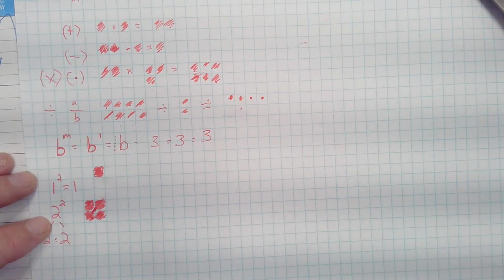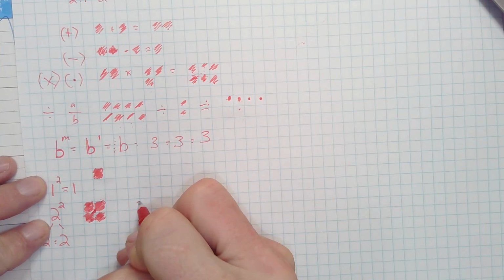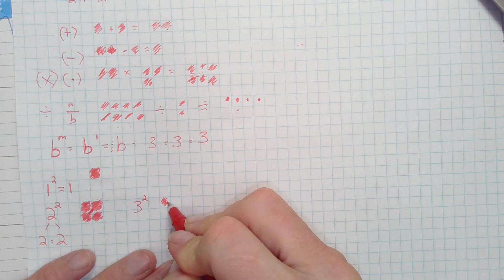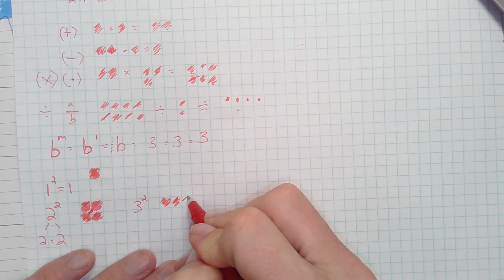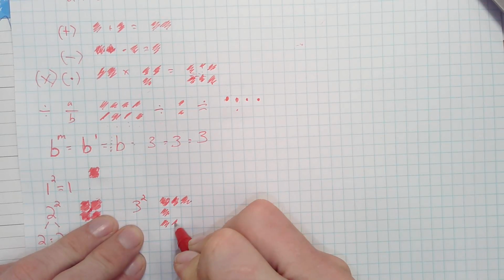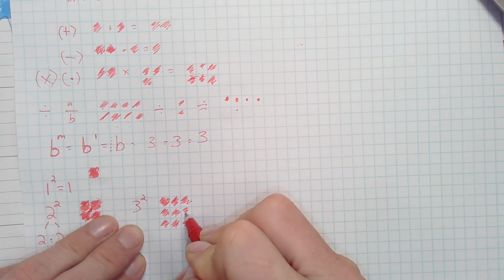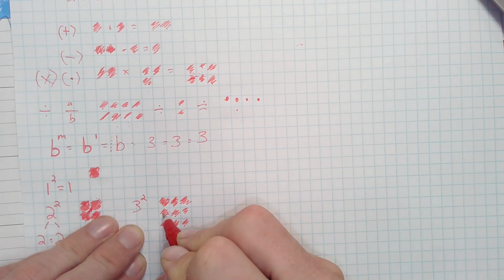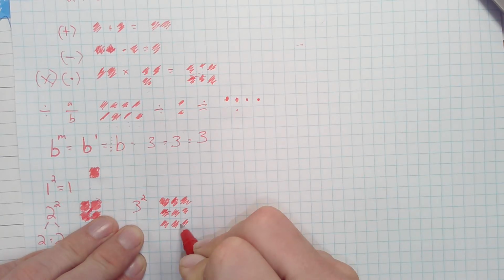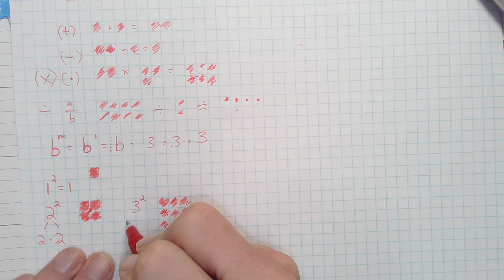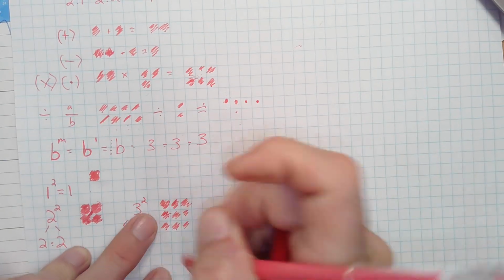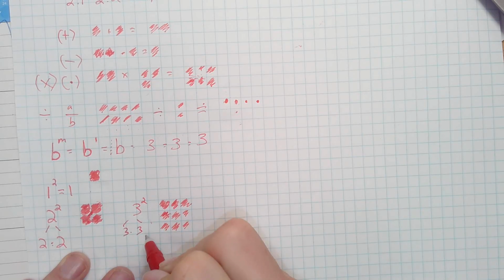All right, next, let's see if I had a 3 squared. Well, I'm going to go 3 one way, 3 the other way, and fill in everything. So 3 times 3, I have 1, 2, 3, I have 9. This equals 9. Oops, 3 squared, 3 times 3 equals 9.